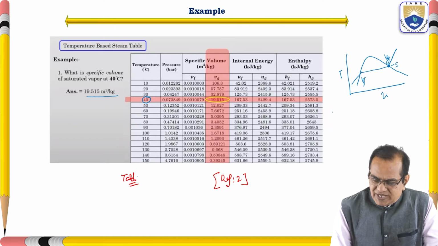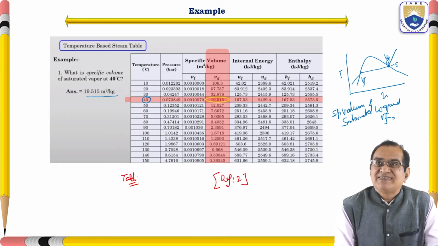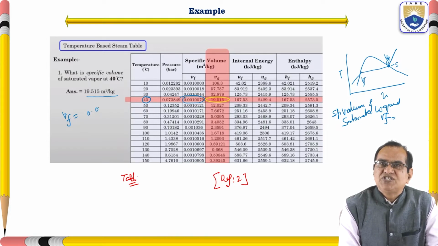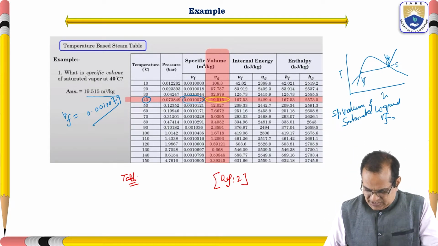So if you want to find out the specific volume of saturated liquid, so it is a Vf. So how much is the Vf? We can see that Vf is equal to here. This is the Vf here. If you want to find Vf, it is equal to 0.00100079. So like this you can find out how much is required.